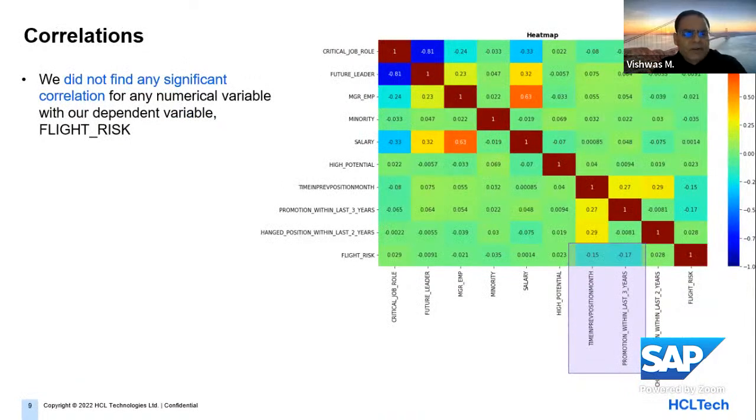Correlations were not many. We did not find any significant correlation in the mathematical columns. The only two small correlations we found were in time in previous position month and promotion within last 3 years, but the correlations were very minimal, just about 0.15 and 0.17, not too high. So these correlations were not really significant, and we did not take away anything from this part.